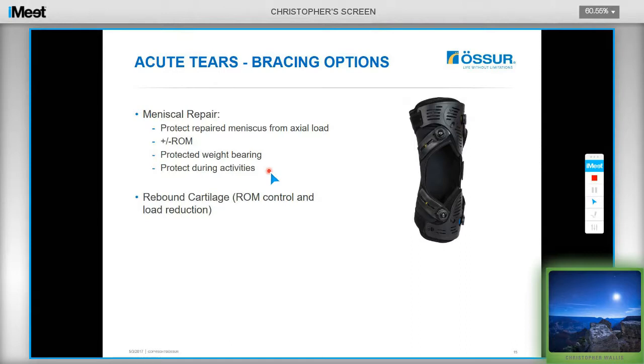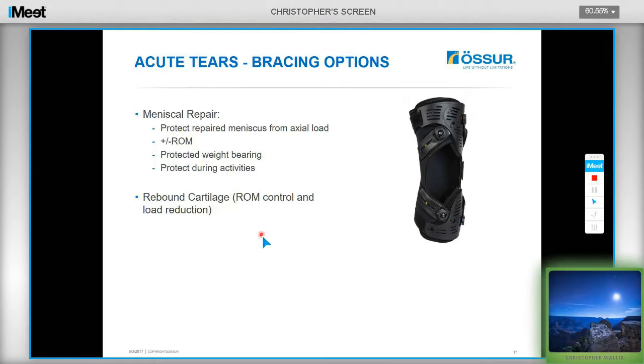An option may be something like Össur's Rebound Cartilage, where it builds on the same technology as the Unloader One, where we've got a unilateral upright on the affected compartment, our two diagonal straps to create the unloading of that affected compartment. But we also, in this case, have the ability of adding a contralateral hinge, where it then provides us with full range of motion control as well. So it can all be done within the one brace.